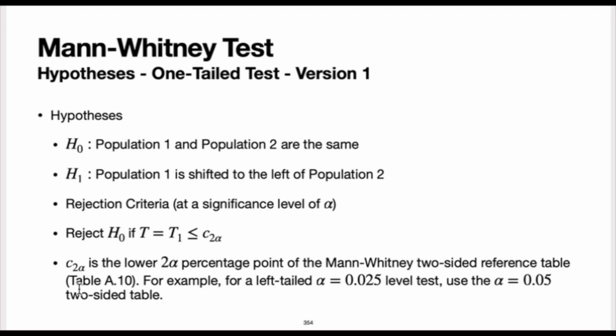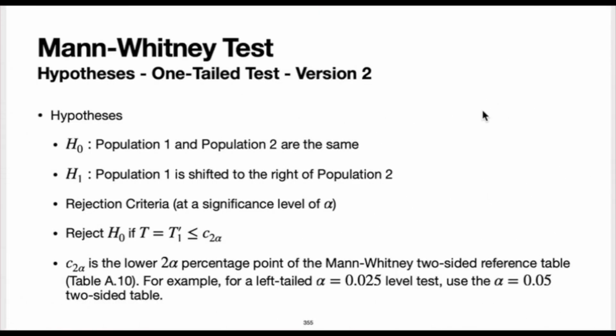We've got to be really careful here. This has the potential to get really confusing. What that represents is the lower 2 times alpha percentage point of the Mann-Whitney two-sided reference table, table A10. Because the table is giving us critical points for two-sided tests, but this is a one-sided test, we need to be careful. So for example, for a left-tailed test at a significance level of alpha equal to 0.025, we would go to the 0.05 two-sided table, which is the first table in table A10, and get a critical point from that table.